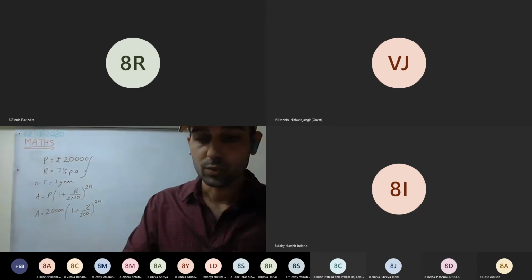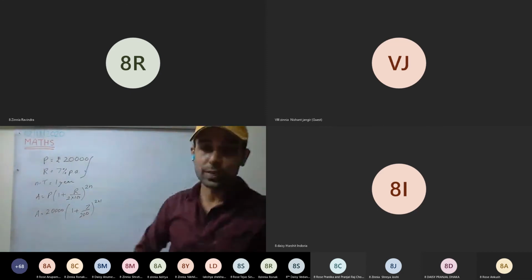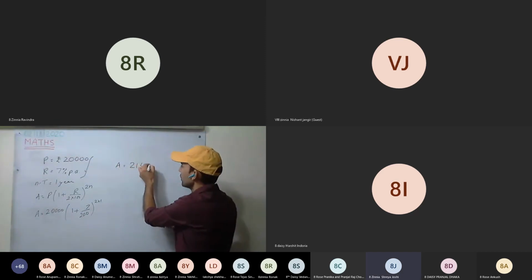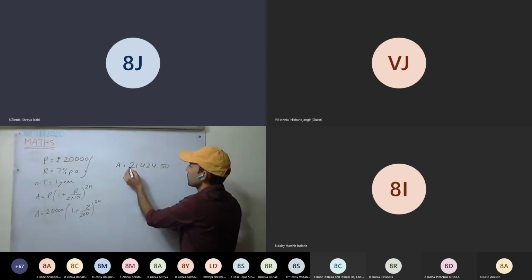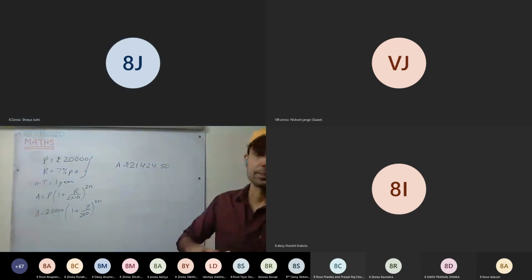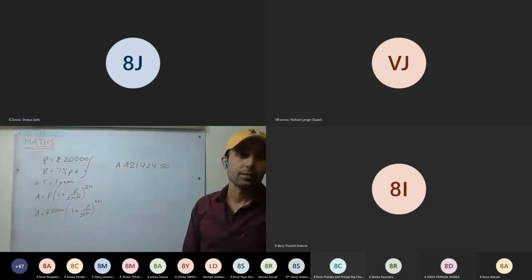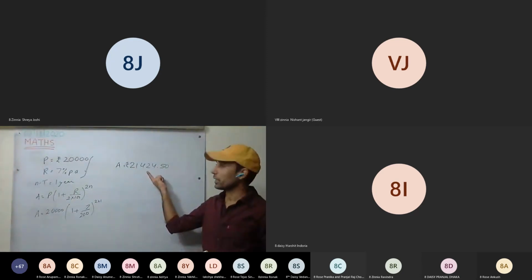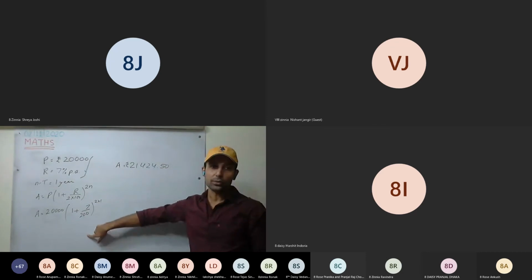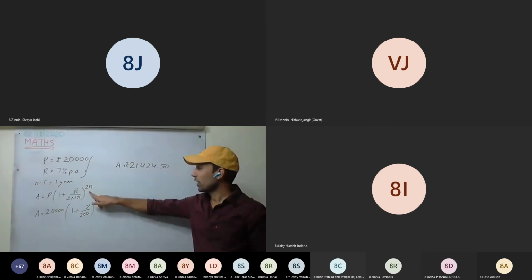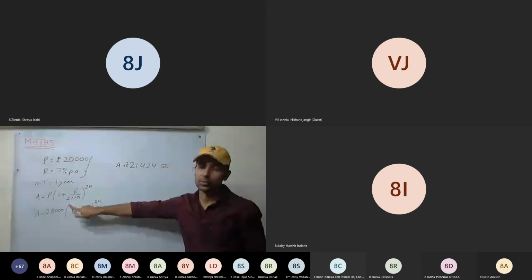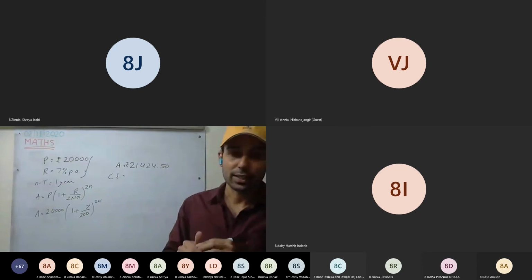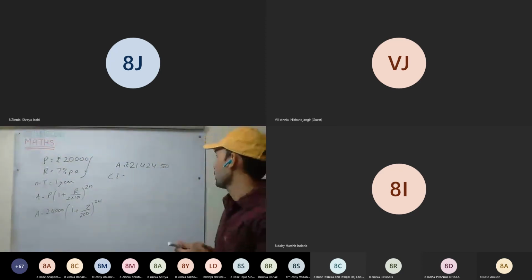21,424.50. Okay. Is this question clear to everyone? So how much amount are we getting? 21,424.50. Is this clear? This is the amount we are getting. Have you understood the concept, why we have done 2n and R by 2? So this is the amount. Compound interest, how much will you get? Subtract them.